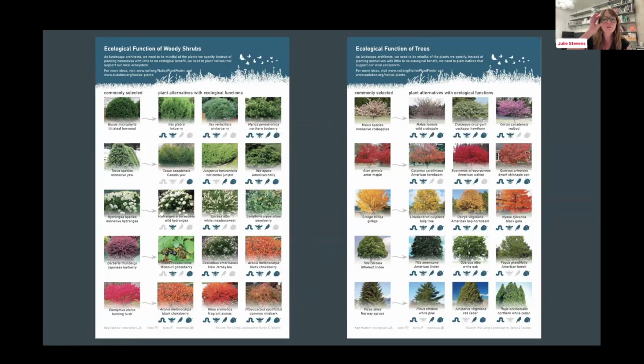So some of my favorites, if you're not familiar with Northern Bayberry, Myrica pensylvanica, it's a great shrub. Super tolerant of all kinds of conditions. This is one to use if you've got areas that get a lot of salt and sand. And it is becoming more and more available.